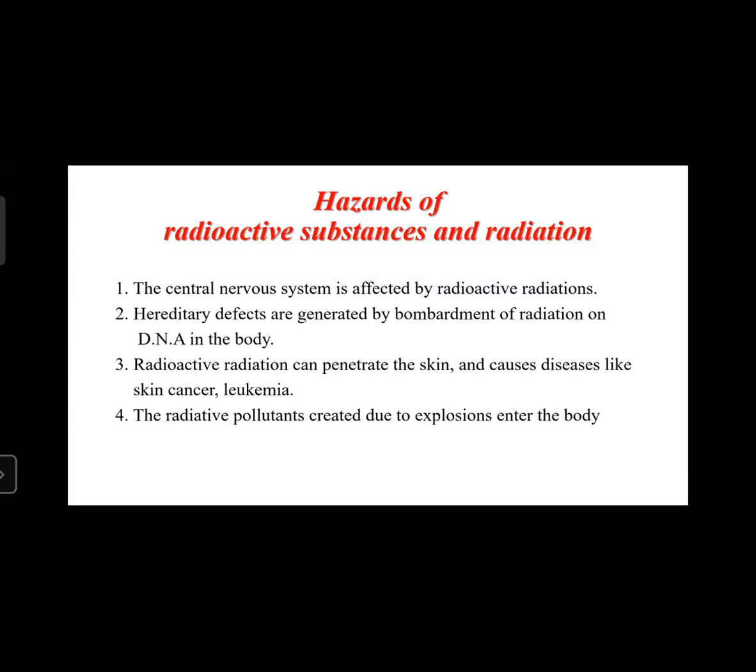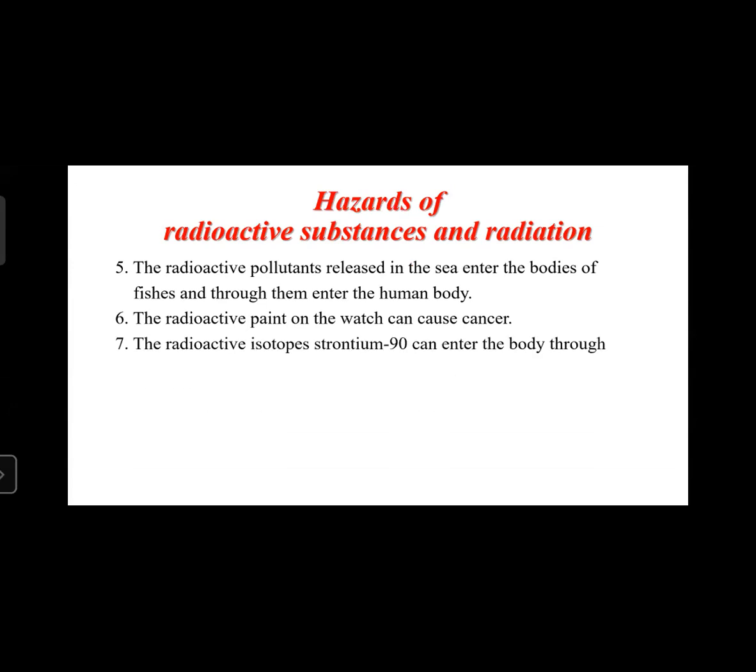The radioactive pollutants which are created due to explosion enter the body through air and it is difficult to control them. Also, the radioactive pollutants released in the sea enter our body through aquatic animals like fishes. The radioactive paints on watches can also cause cancer. The radioactive isotopes like strontium 90 can enter the body through plants, fruits, flowers, cereals, milk, etc. And it can cause brain and bone cancer, and leukemia.